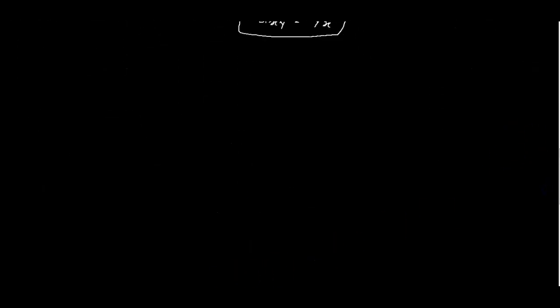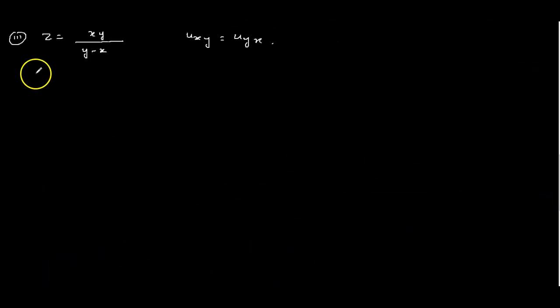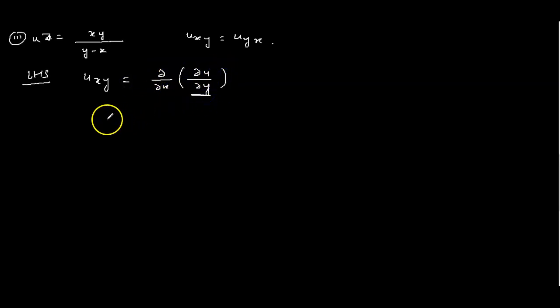So we'll go for the next question. From this one, from the LHS, u of x and y. So del u by del x, and del u by del y. First we need to differentiate with respect to y, and that result with respect to x. So let's differentiate with respect to y first.